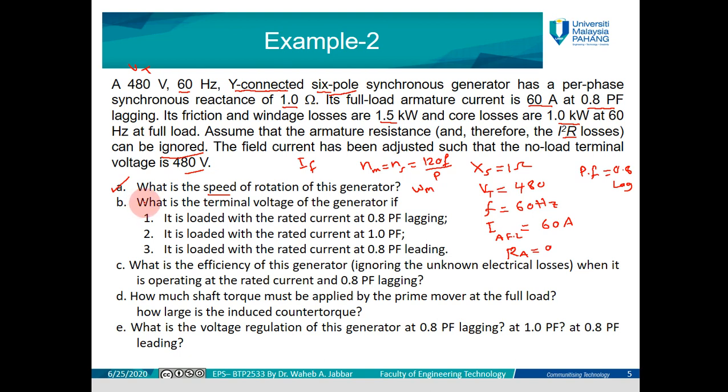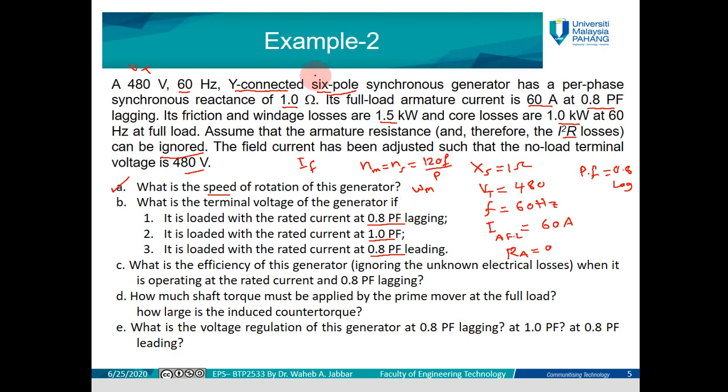So you are going to repeat the same steps for the three cases of power factor. Power factor is lagging 0.8, power factor is equal to 1, power factor is leading 0.8. So you do the first step, for example, then repeat again for the second power factor, and for the third power factor. It's more related to the phasor diagram of the synchronous generator that we already mentioned in the previous videos.